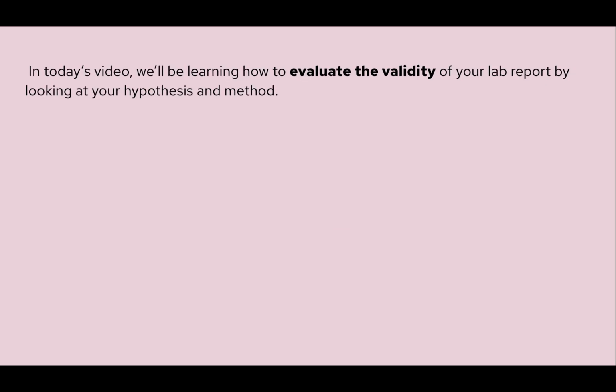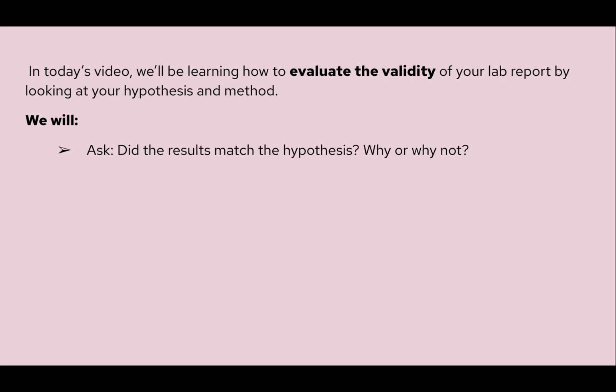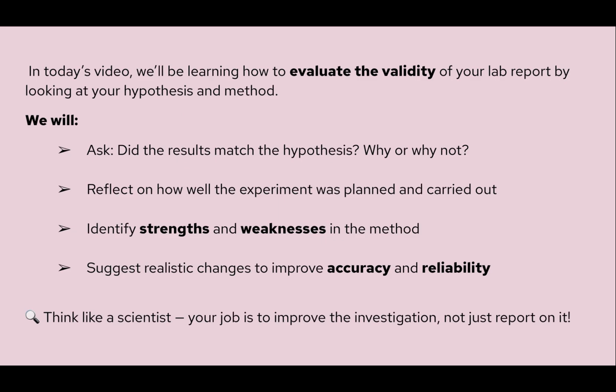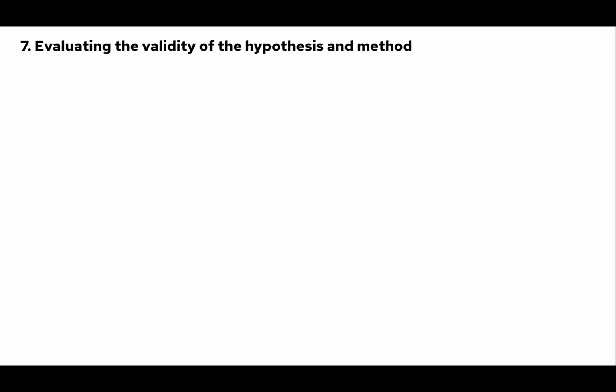So today's video, again, we're going to learn how to evaluate the validity of your lab report, and we're going to look at your hypothesis and your method. So we will ask, did the results match the hypothesis? Why or why not? And then we're going to reflect on how well the experiment was planned and carried out. We will identify the strengths and weaknesses in the method, and we'll suggest realistic changes to improve accuracy and reliability. So we're going to be thinking like a scientist. Your job is to improve the investigation, not just report on it. So let's look at evaluating the validity of the hypothesis and method.